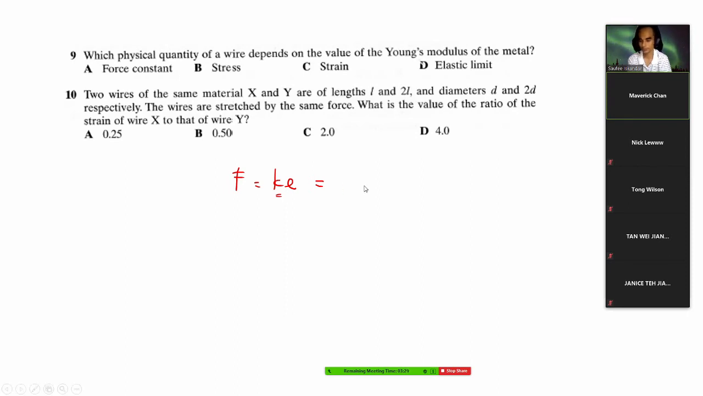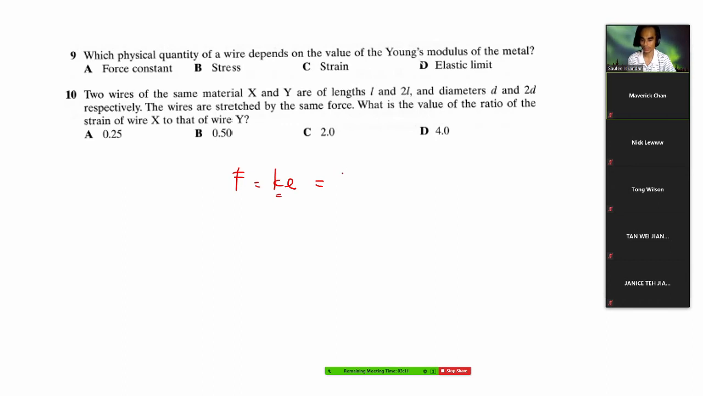Spring constant, right? Stress. Oh, spring constant. Which question are we on? Number 9. Yes, sir. Right, it's a force constant.